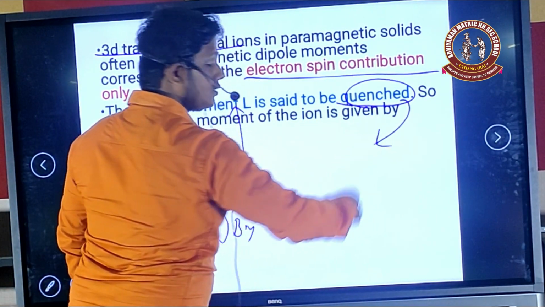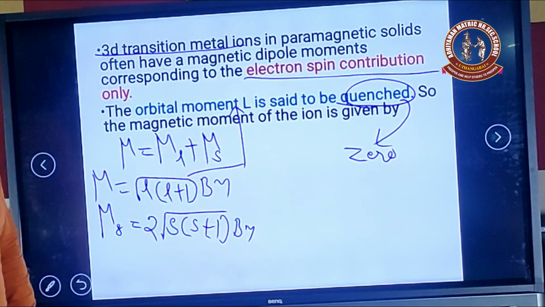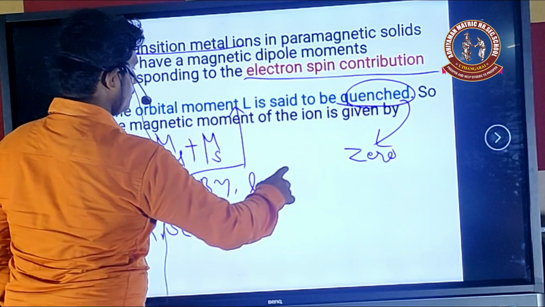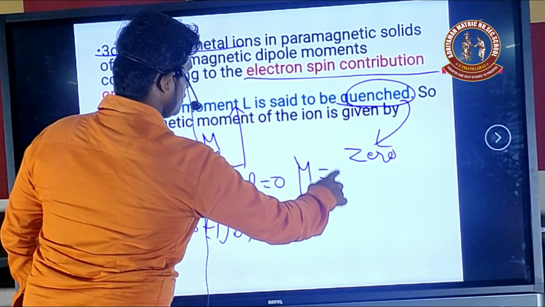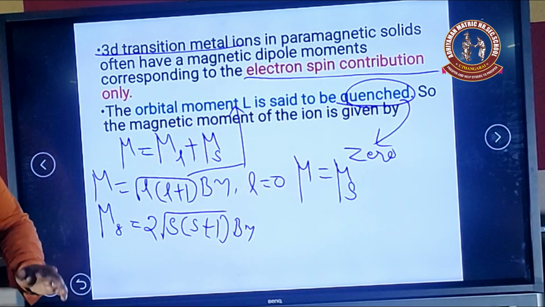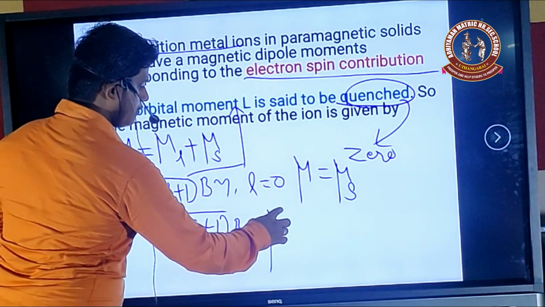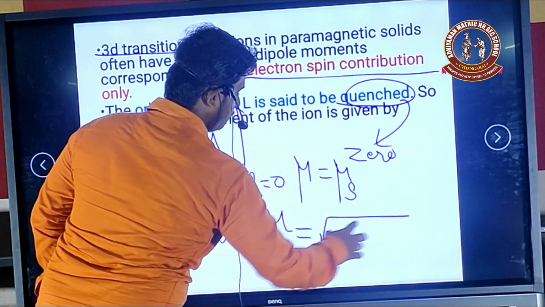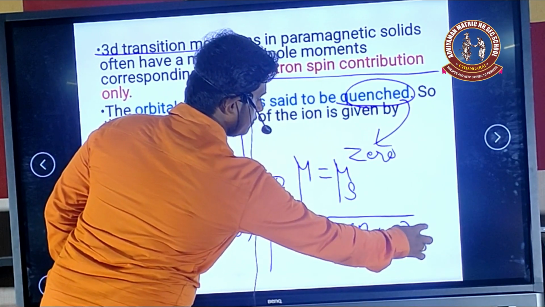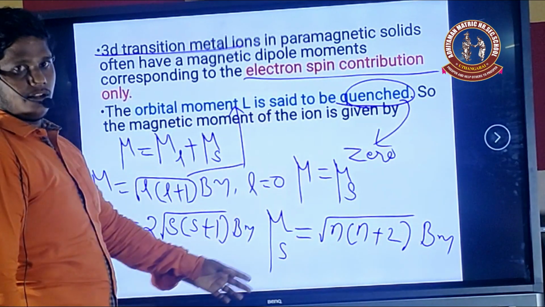Quenched means zero. That means nothing. So the L value is simply equal to 0. So only mu S remains, the spin-only magnetic moment. To calculate the spin-only magnetic moment, the formula is mu equals root of n into n plus 2 BM. BM is called the Bohr magneton. This is the final equation.